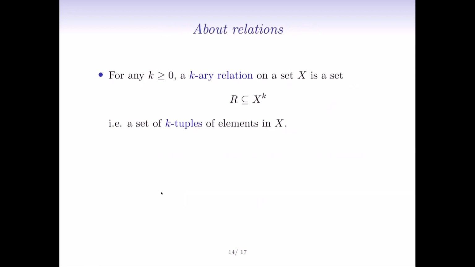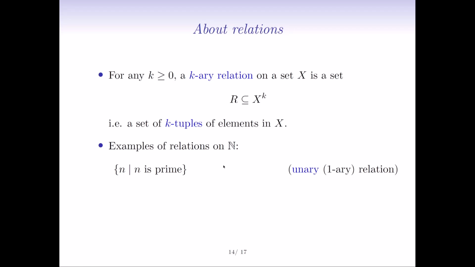The next thing we're going to need is the concept of a relation. So relations can have any arity. It can be unary or binary or ternary, which is 3, or quaternary, which is 4, or really any arity at all. So a k-ary relation on the set X is a set R, which is a subset of X to the power k. And remember that X to the power k is the set of all k-tuples of elements in X. So a k-ary relation is just some set of k-tuples of elements that all belong to X.